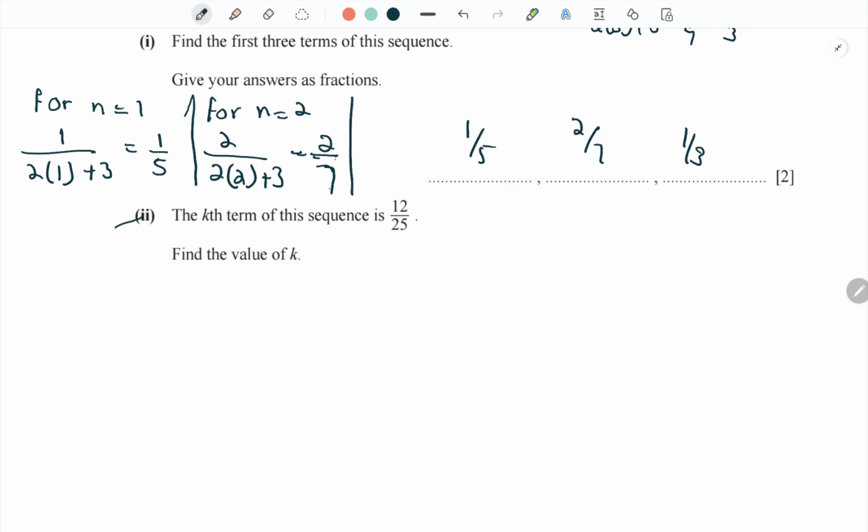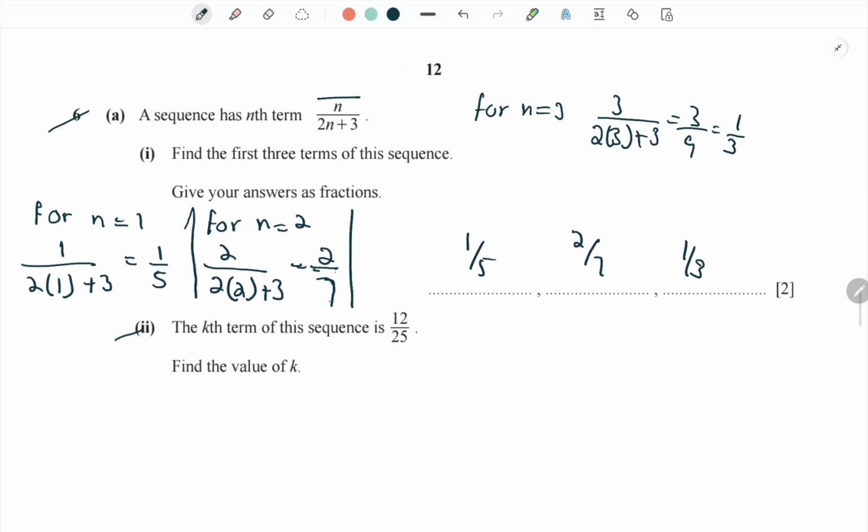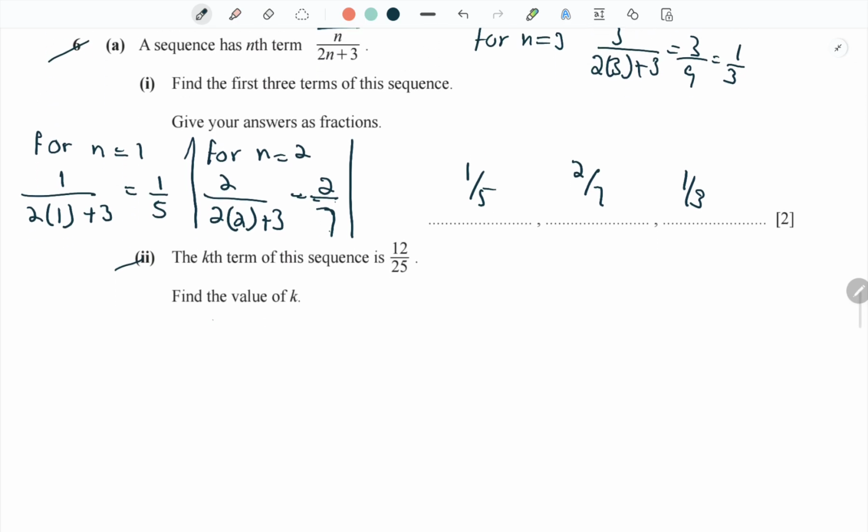Now in the next one, the kth term of this sequence is 12 over 25. Find the value of k. So kth term means we just replace n with k. So k over 2k plus 3 equals 12 over 25.